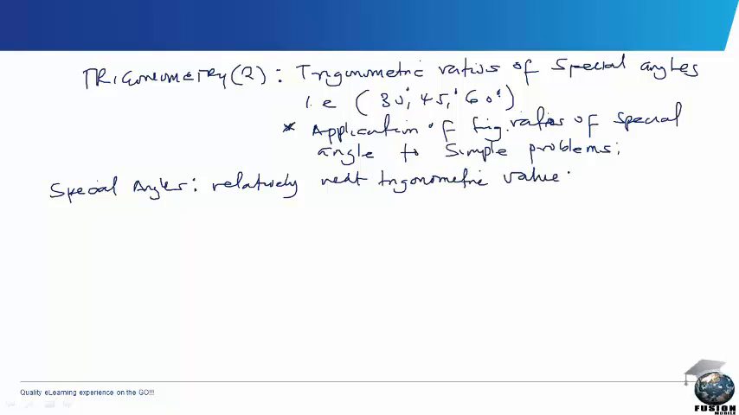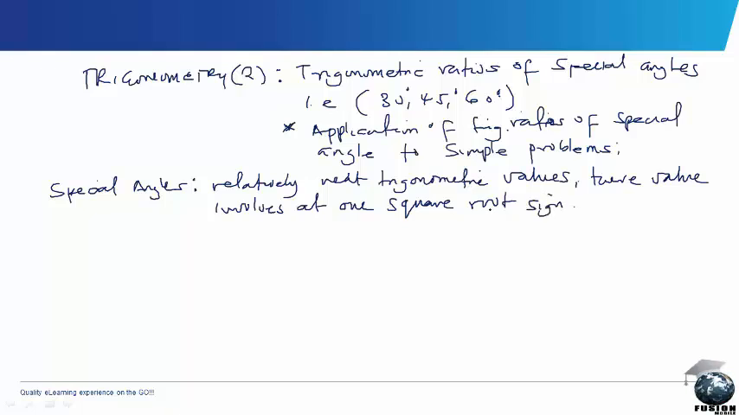What we mean by relatively neat here is that their values involve, at worst, a square root symbol, or one square root sign. You'll understand better.